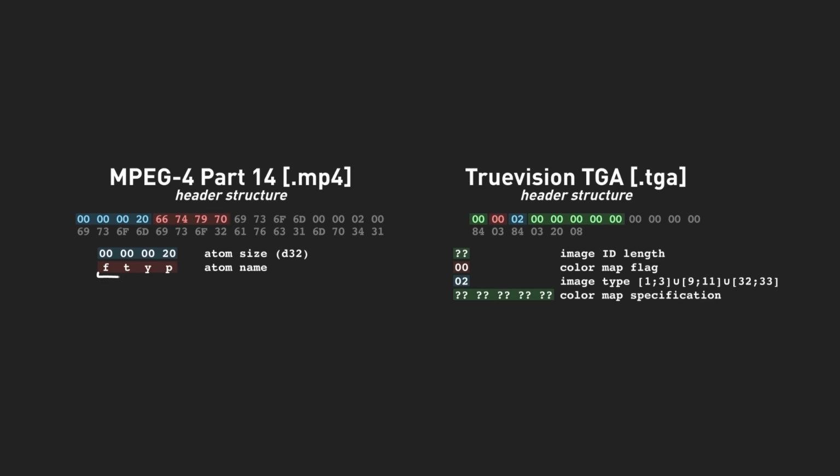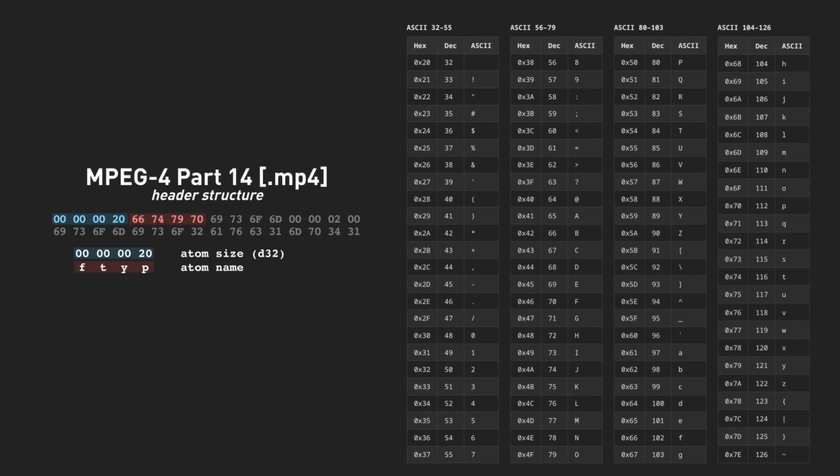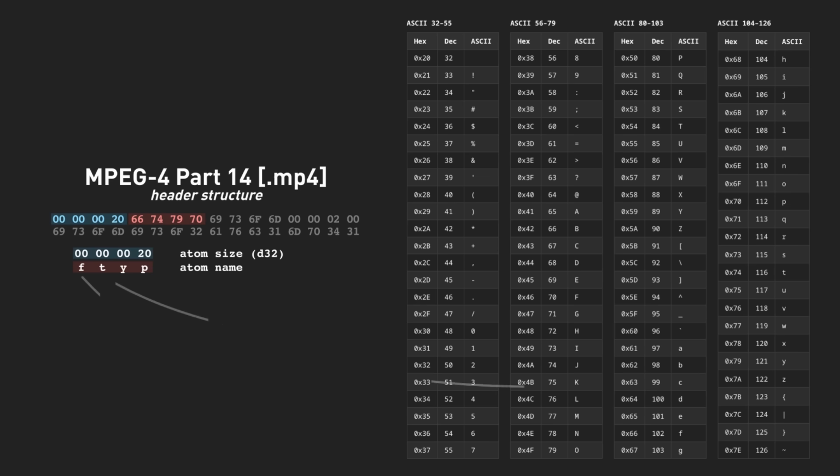That's actually how I was able to make the TGA polyglot. These letters happen to land in the color map field that I wasn't using. If you're confused about the sudden appearance of letters, don't be. They're still just numbers under the hood, mapped to a table that works kind of like a digital alphabet.